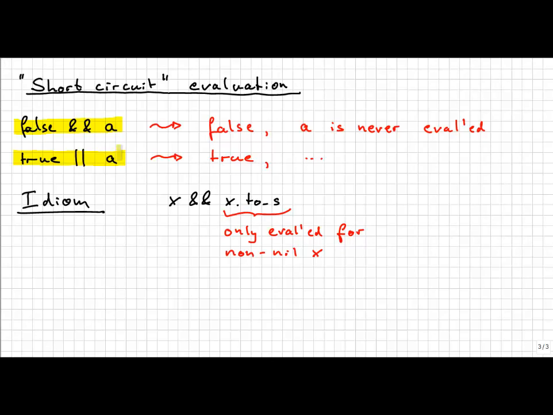And this gives rise to a common idiom, which you'll see in Ruby. An idiom is a recurring coding pattern in Ruby. So you will see an expression x, and then x is used, let's say, as the recipient of a message. And what this means is that x will only be called upon if it actually has a non-nil value.